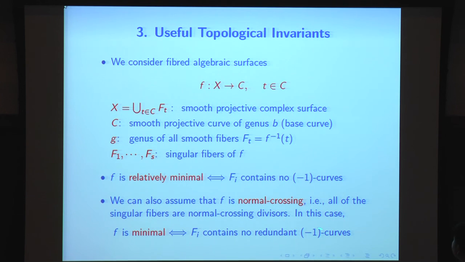This kind of curve is redundant. If you contract this minus one curve, you get a fibration that is still a normal crossing fibration. Then we contract all of this kind of minus one curves, and then we get a minimal one.